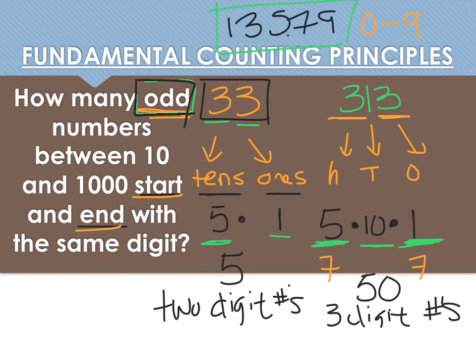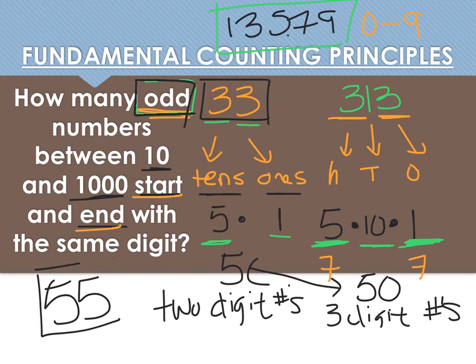And so the answer, how many odd numbers between 10 and 1,000 start and end with the same digit: 50 plus 5 is 55. There are 55 odd numbers between 10 and 1,000 that start and end with the same digit. These are tricky. The next one's even trickier. Get ready. It's the last one.